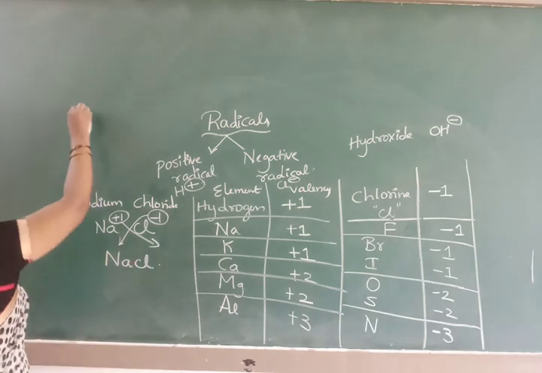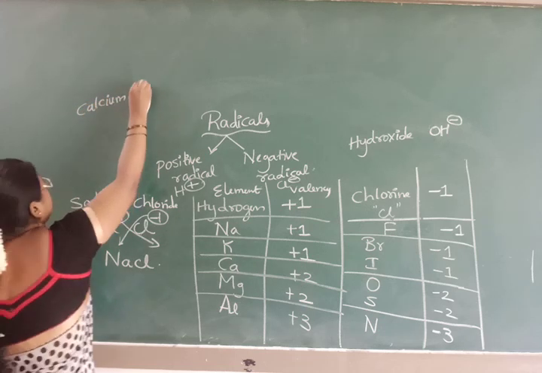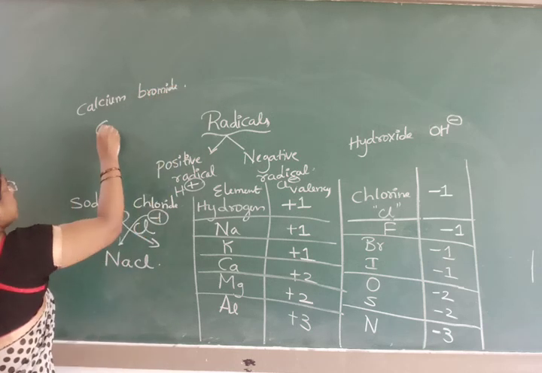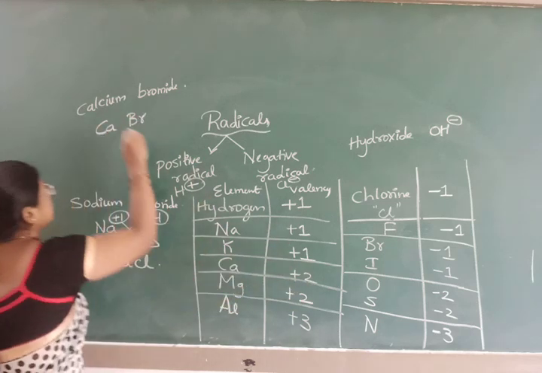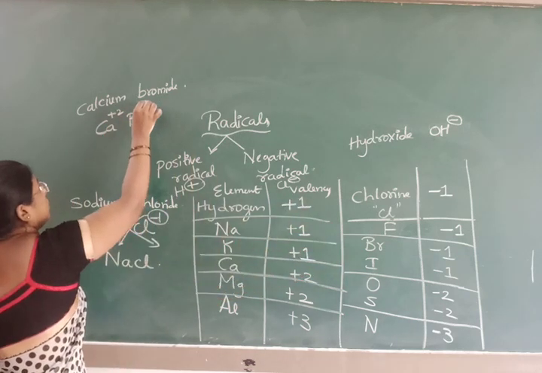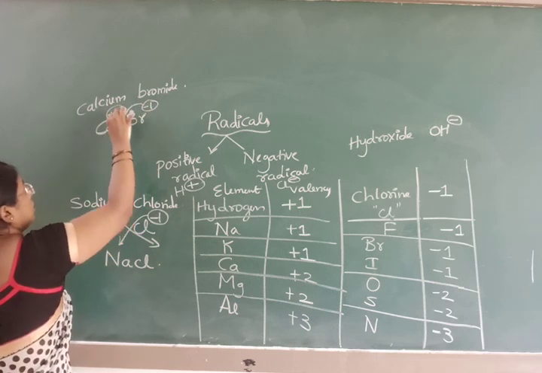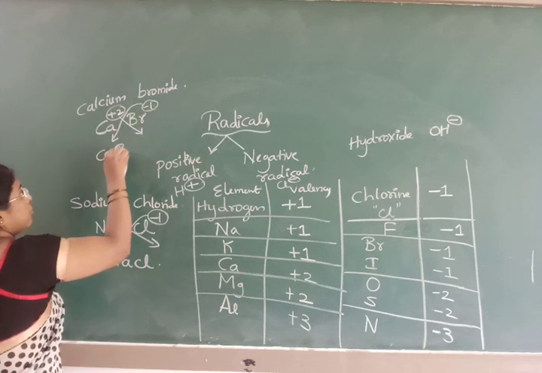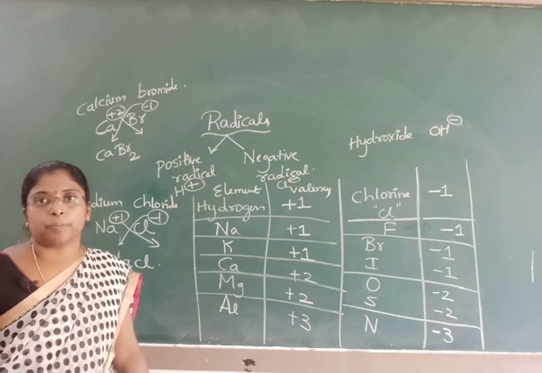Similarly, if I write calcium chloride or calcium bromide. The symbol for calcium is Ca and bromine is Br. Ca is +2, Br is -1. We have to cross the valencies. For Ca it is 1, no need to write. For Br it is 2, so CaBr2, calcium bromide.